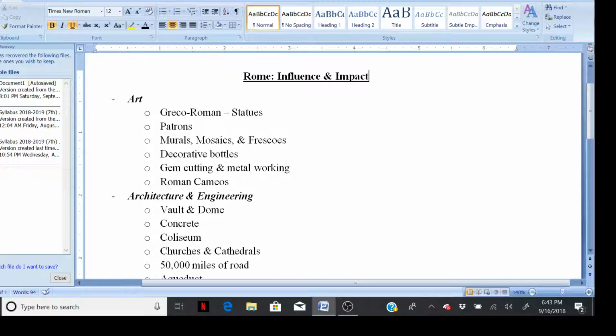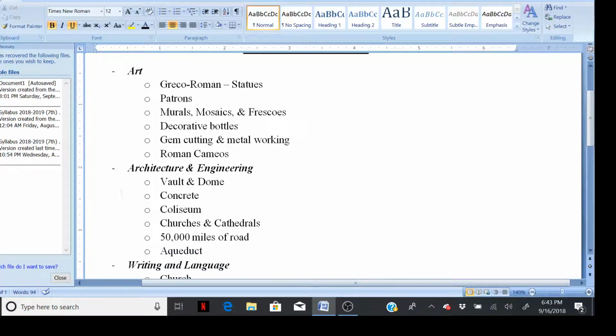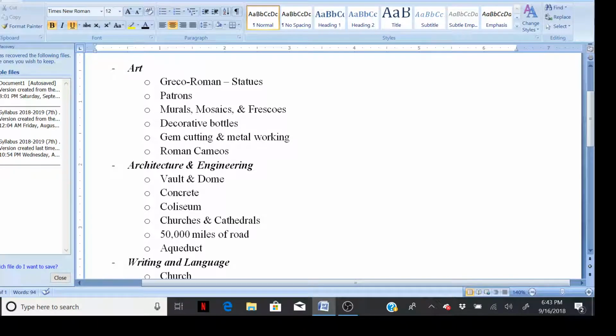So, in their architecture and engineering, they developed what's called the vault and dome. A vault is essentially an archway that's used as a roof or to support a roof, which we see in most modern buildings as some form of arch. A dome is kind of a half circle used as a roof.